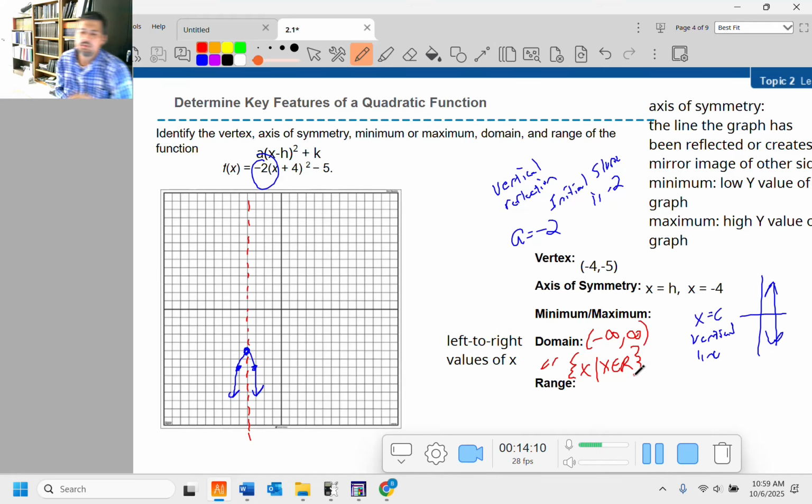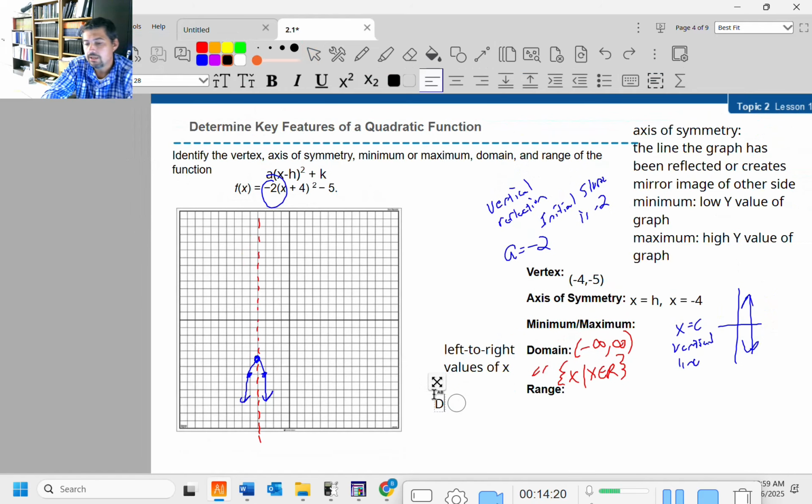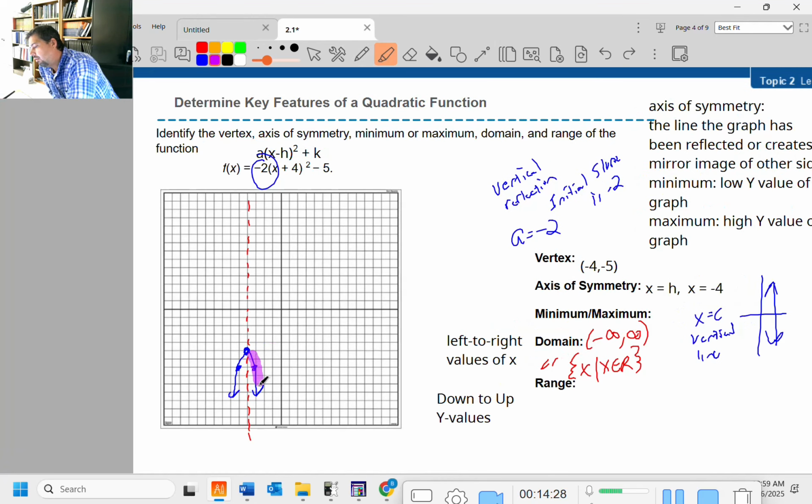Your range is your y values, your ups to downs. And when we talk about it in a particular order, it's down to up. That's how it's talked about. So it's down to up, and it is your y values. Now, this particular one is falling down. It will eventually have a y value, and we will say approaching -infinity.